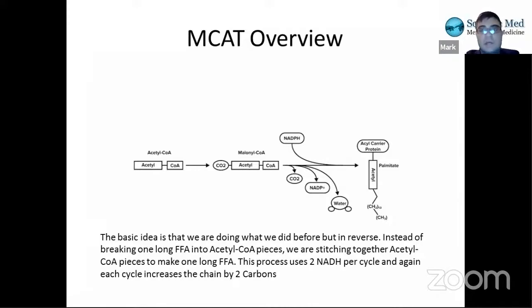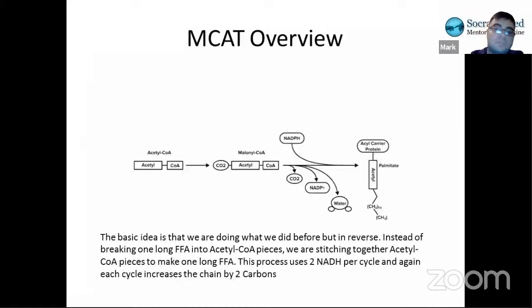Those will then get stitched together to form a triglyceride with a glycerol molecule and be stored as fat in our body. Okay. This process uses 2 NADH per cycle, and again, each cycle increases the chain by 2 carbons. If you're making a 16-carbon free fatty acid, you would use 7 cycles, right? And it's the same thing.